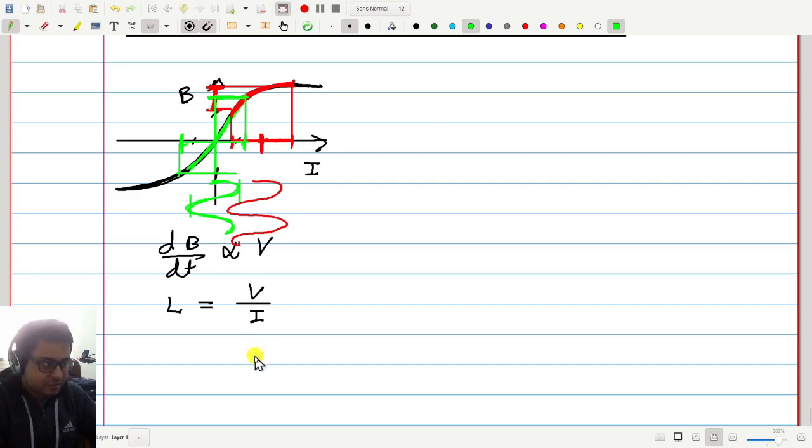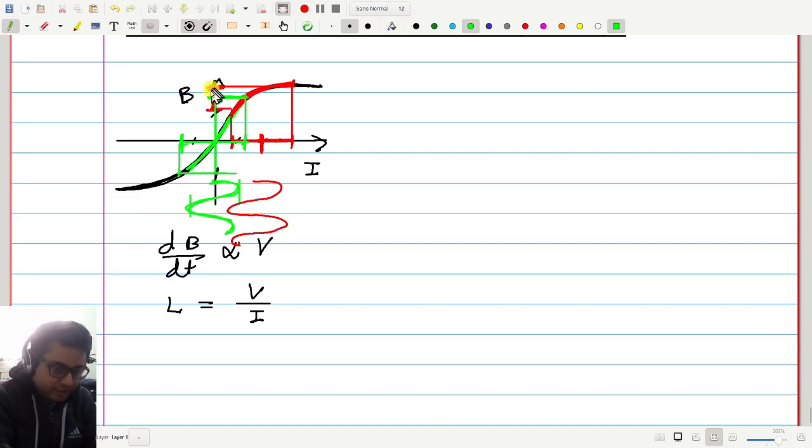Hello, sir. Sir, but this one is the B versus I curve, right? dB/dI is small in that range, but how can you say that dB/dt will be small as compared to I? Because L will be V by I. Please repeat your question. Sir, this is the curve for B versus I, right? So in that range which you mentioned, B is having a small range as compared to I, but L will be V by I, right? But V is... wait.